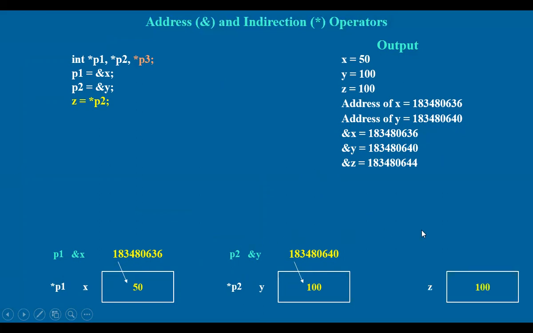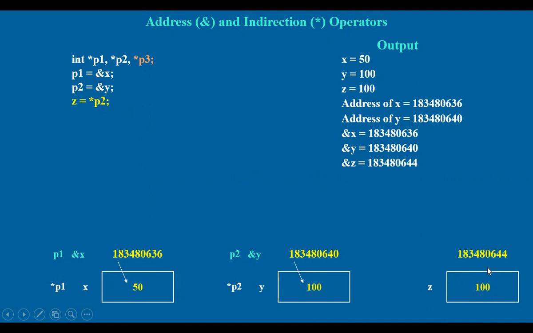Coming to Z, the value of Z is taking 100 here. How? We have assigned star P2. Star P2 is nothing but the value of Y, that is 100. This 100 value is assigned to Z. That's why Z is taking 100 here.